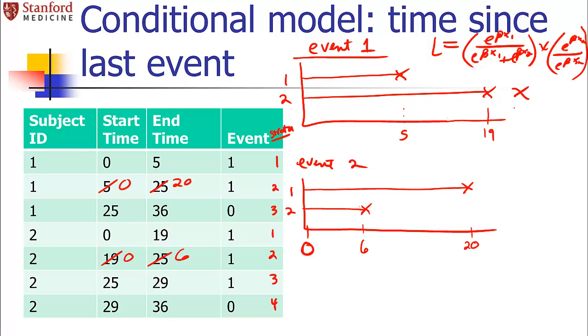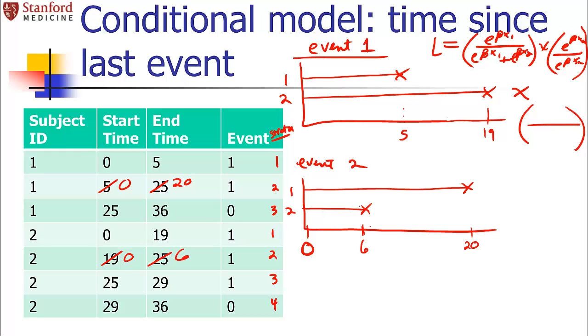Then we get terms in the likelihood for the second event time. Again, we're stratified on event time here. But now the first person to have an event is subject 2, because they have that event only 6 months later. And remember, I said, let's pretend that subject 1 had an event at 25.1 months and subject 2 had the event at 25 months, so that we could say subject 1 was second in having the event.